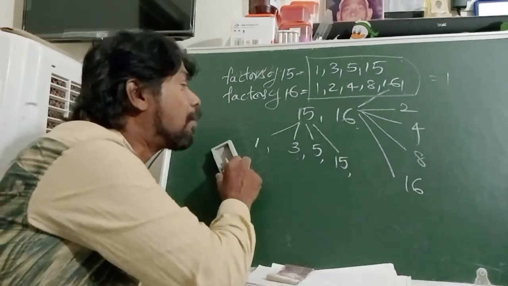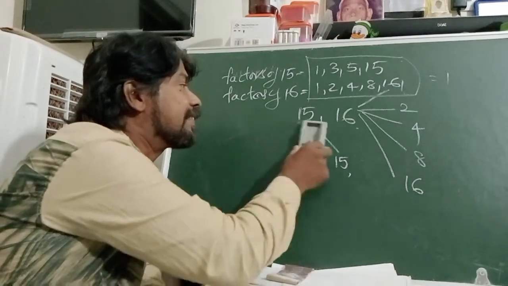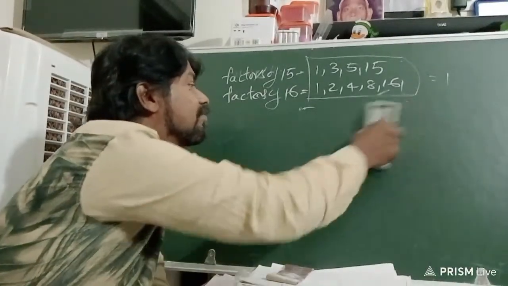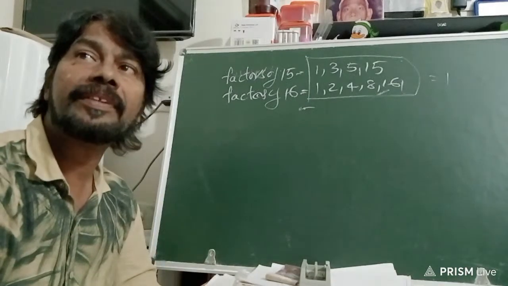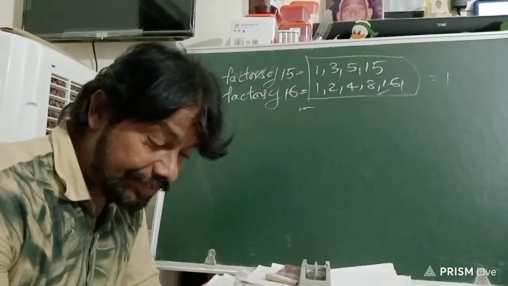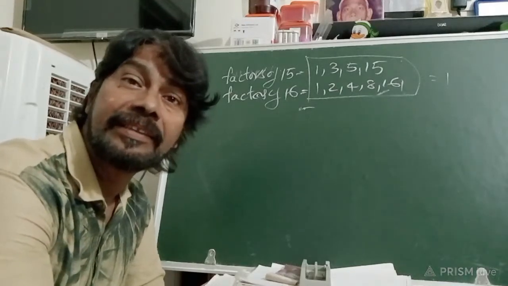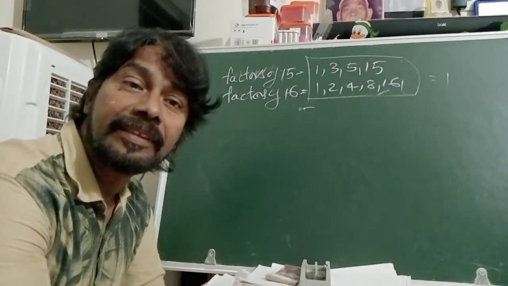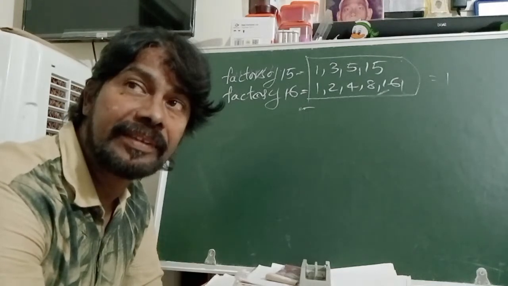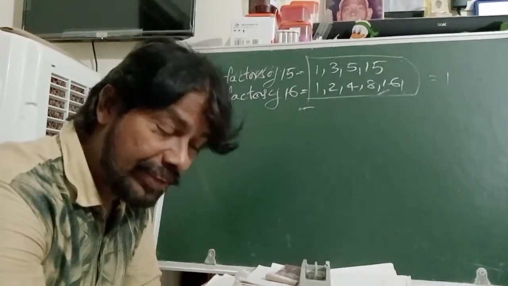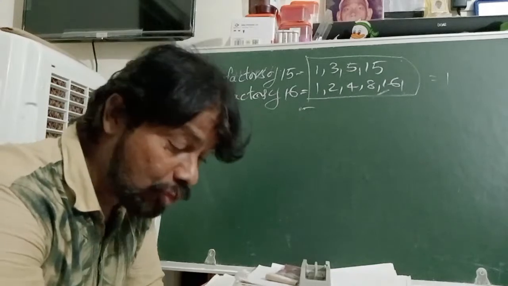So the property of co-primes is that consecutive numbers are always co-primes. Two consecutive numbers are always co-primes.